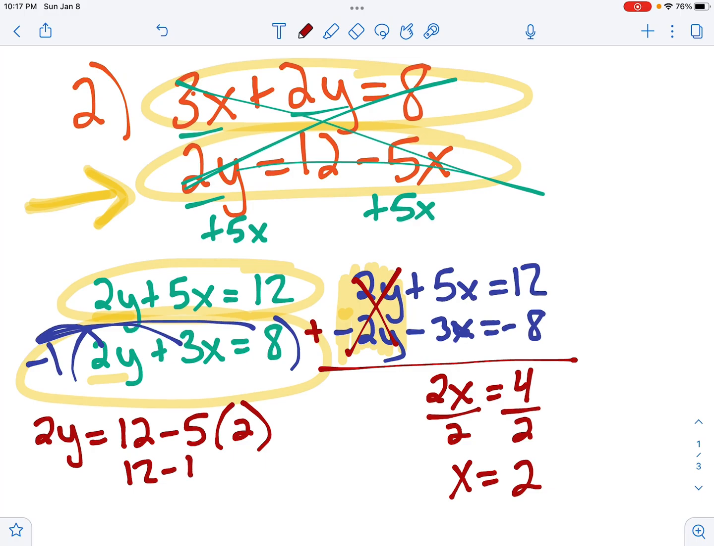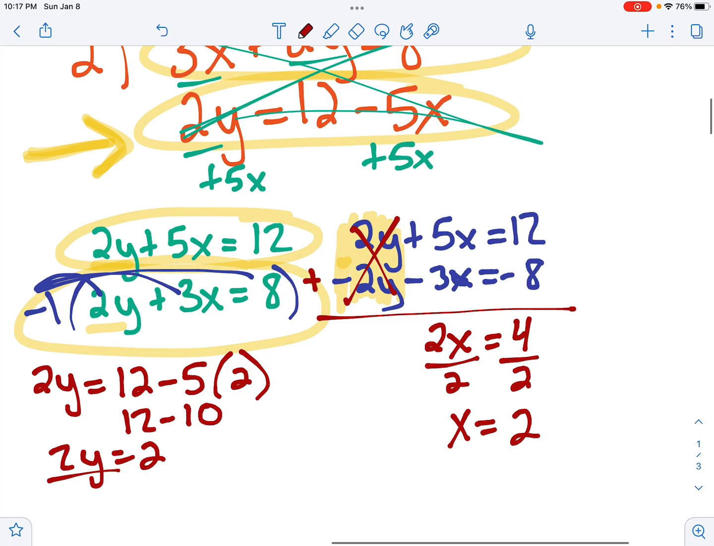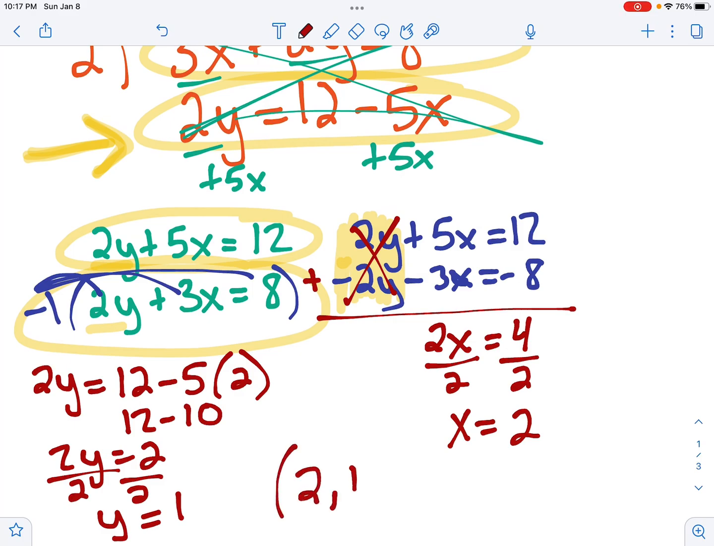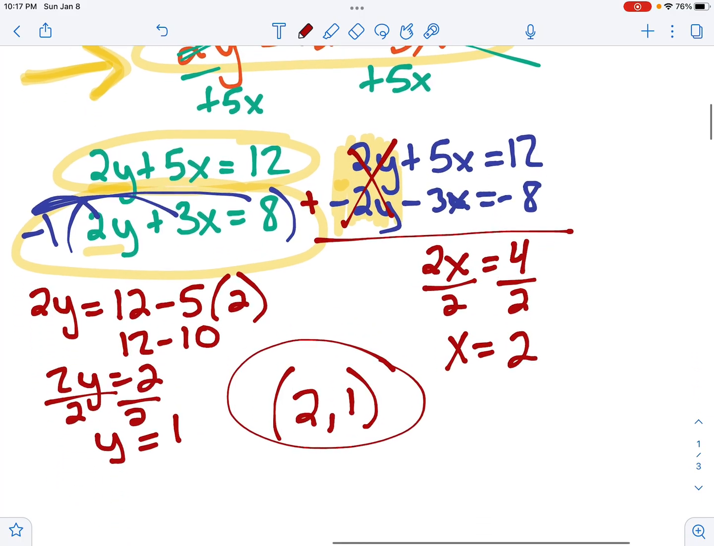So 12 minus 5 times 2 is 10. So I have 2y equals 2. I'm going to divide both sides by 2 to get y equals 1. So these two original equations would meet at the point 2, 1. And that's your solution.